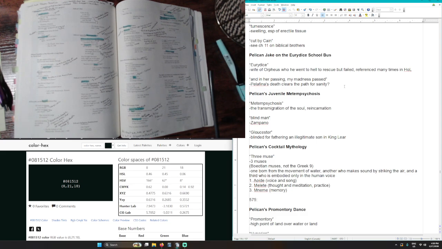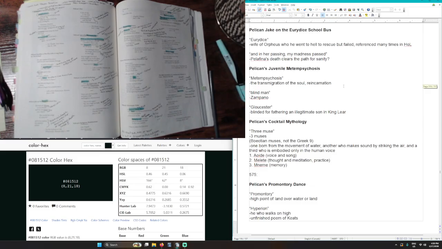We get a reference to blind man, and every time I see blind man, braille, anything like that, we automatically think of Zampano, because he was blind. We get a reference to another blind character, and again, Gloucester is what I'm going to say. He's a character from King Lear, and he's blinded for fathering an illegitimate son. So, could that be a reference to Zampano being Johnny's father?